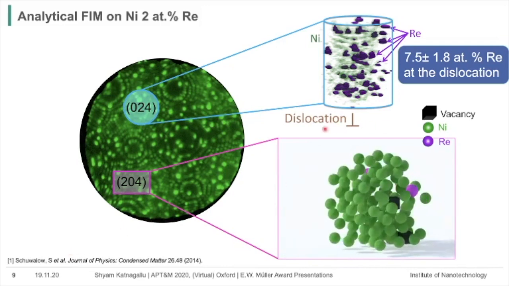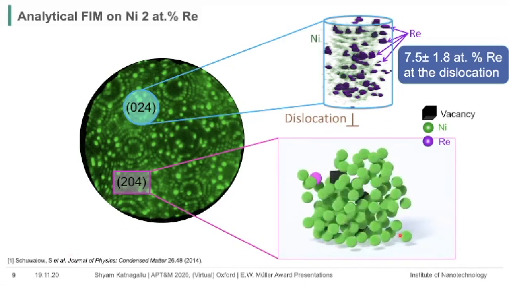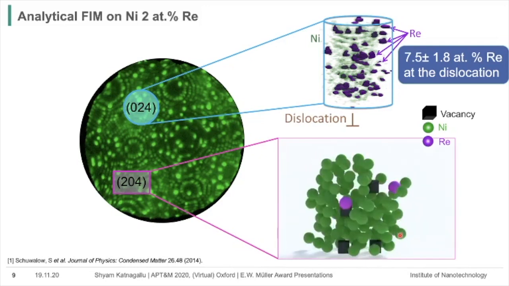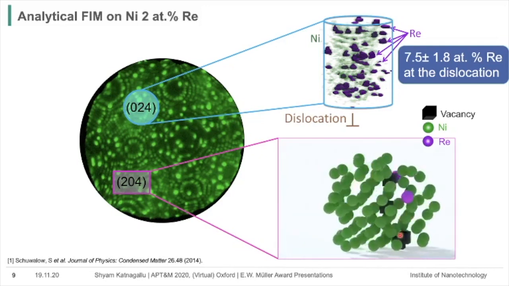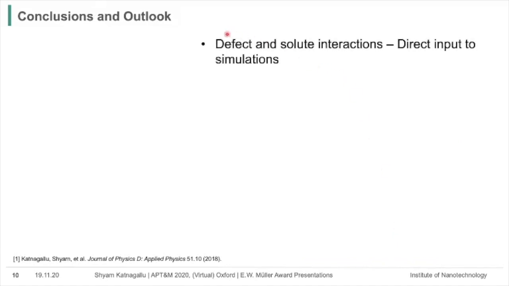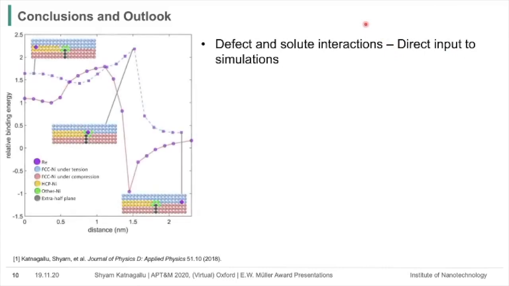However, the statistics in terms of the number of vacancies is a bit limited, and we are further evaluating these materials. So with that, I hope I was able to convince you that we can study this defect and solute interactions down to the atomic scale. And not only that, further what we did was actually to directly input this information into simulations to rationalize why rhenium actually segregates to the tensile side of the dislocation.